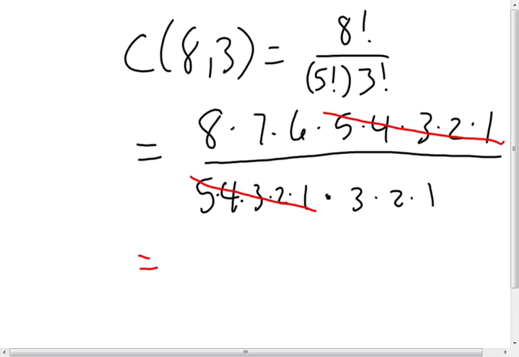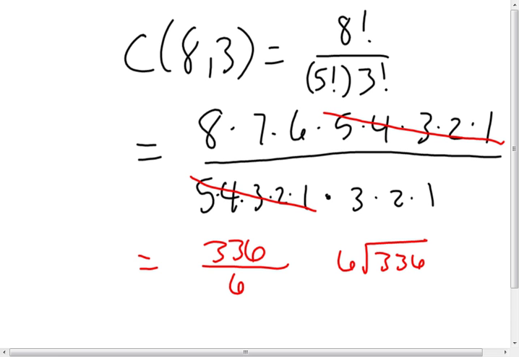So we know that 8 times 7 times 6 is 336. And we have a 3 times 2 times 1, so that would be a 6 on the bottom. So we have 336 divided by 6. And 6 goes into 33 5 times, that would be 30, 36, and then 6 and 36 is 6. So the answer is 56.